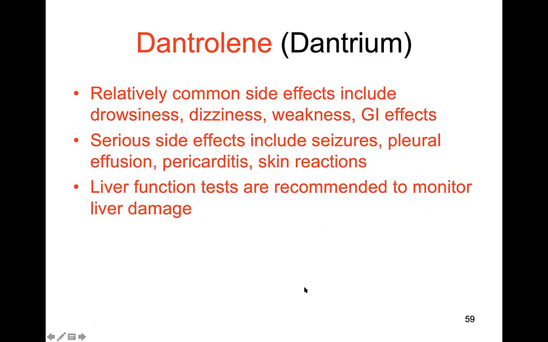Dantrolene, as you can imagine, if you're interfering with the calcium, side effects can be weakness. A lot of times people are drowsy. It's a sedative type effect. They may have some dizziness. The biggest thing we find, the most serious side effects, are potential seizures.